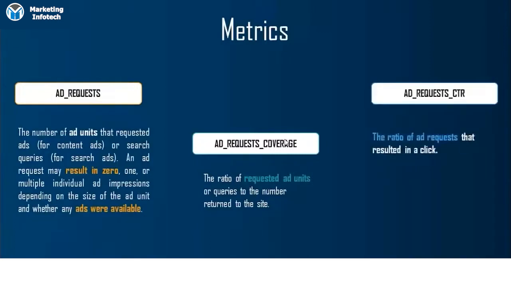Ad request CTR. As you know, CTR is click-through rate. So ad request click-through rate is the number of ad clicks divided by the number of ad requests. Very simple. If you received 7 clicks out of 1,000 ad requests, your CTR would be 0.7%.